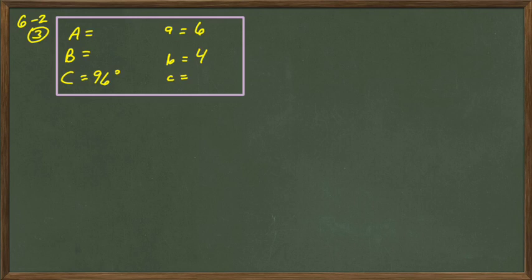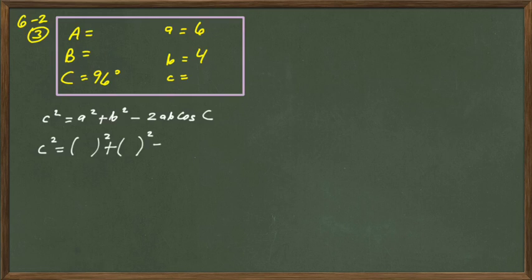There's only one angle I know, and that's C. So perhaps I'm going to use the one that has the angle C in it, which would be this particular version of it. So C squared is going to equal A squared plus B squared minus 2A times B times the cosine of angle C. We're going to fill it all in. Side A is 6. Side B is 4. Angle C is 96 degrees.